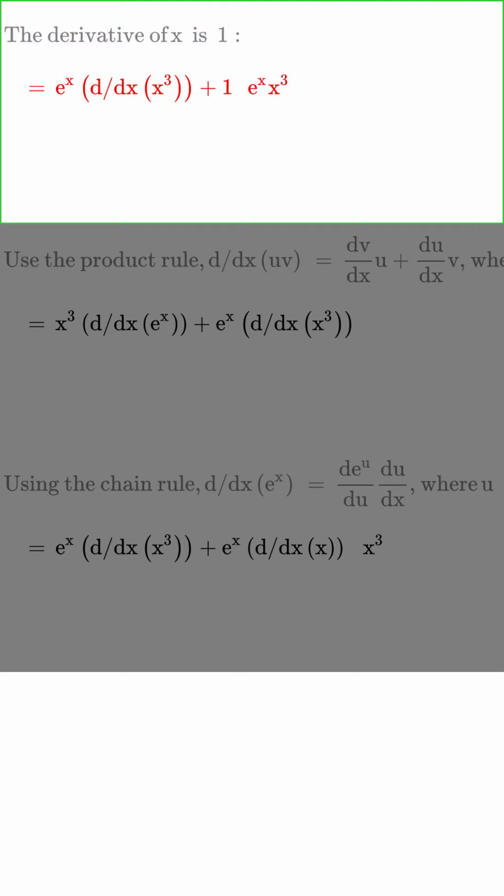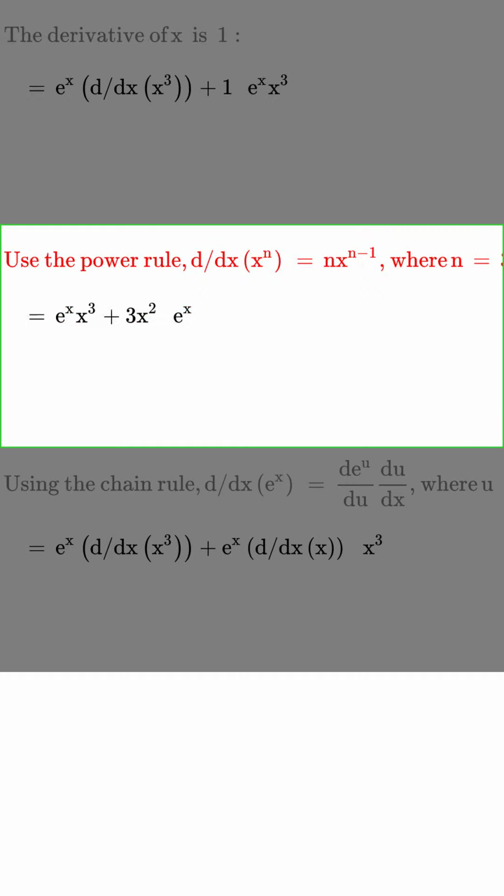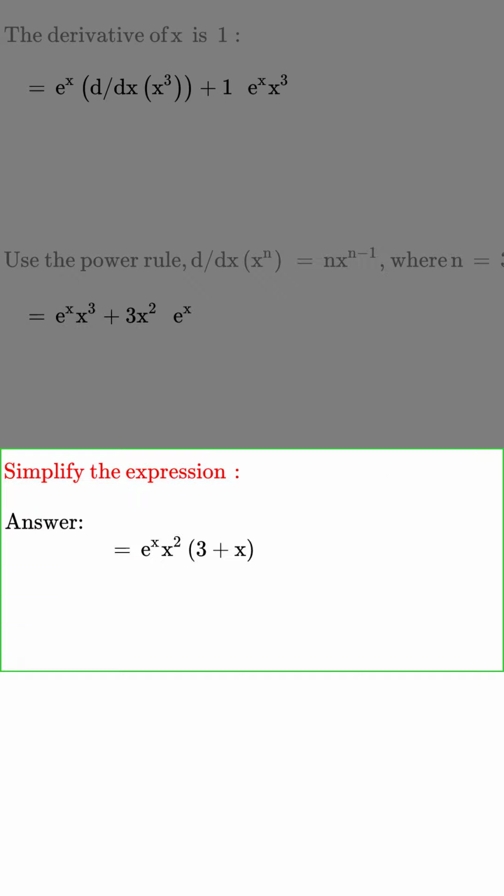This is equal to the derivative of e to the power of x with respect to x, evaluated at x cubed, plus 1 times e to the power of x times x cubed. Use the power rule. The derivative of x to the power of n is n times x to the power of n minus 1, so the derivative of x cubed is 3 times x squared. This is equal to e to the power of x times x cubed plus 3 times x squared e to the power of x. Simplify the expression.